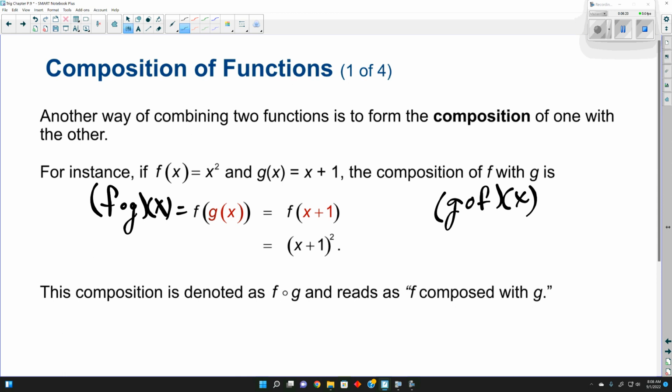So f of g of x, so we'll do g of x first. Now, since it's just x inside the parentheses, we just replace it with g of x. Now we have f of x plus 1. So I'm going to replace the x in f of x with x plus 1 and get x plus 1 squared. Now, if we wanted to simplify it from here, we could just say that this is x squared plus 2x plus 1. We're just multiplying x plus 1 by itself.